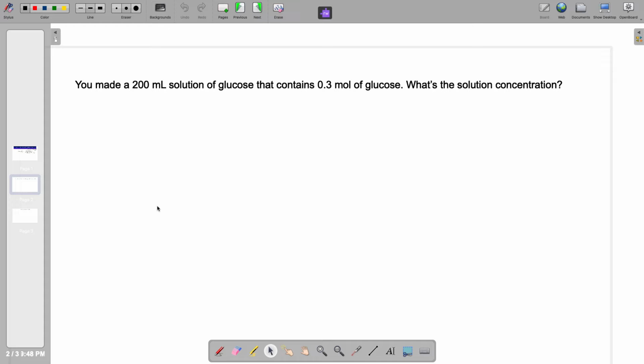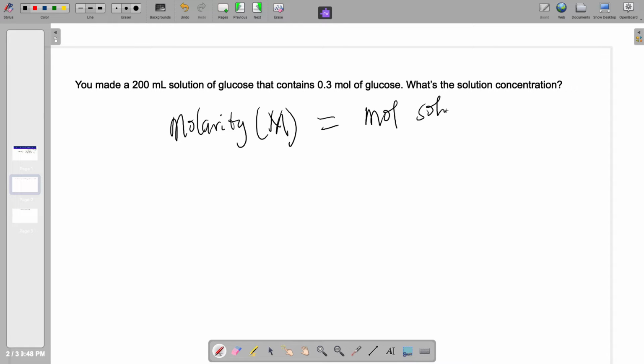So first of all, we have to recall our molarity formula. I would write molarity, in parentheses uppercase M, is equal to moles of solute over volume of solution in liters. Okay, so I just shortened volume of solution in liters. So this is what you need to recall.